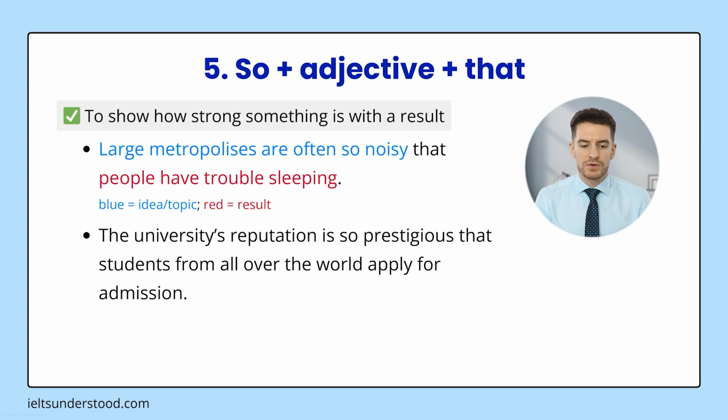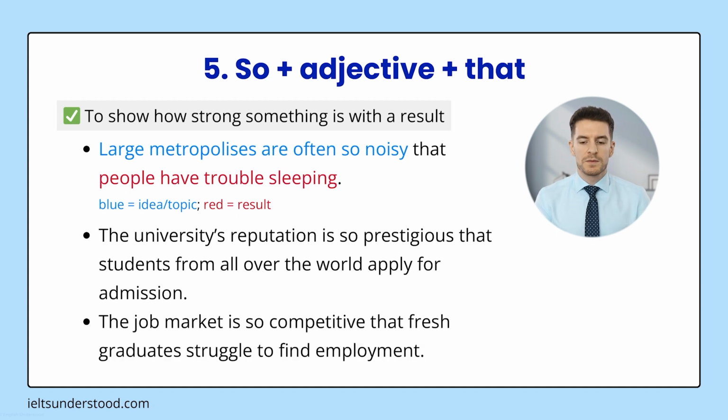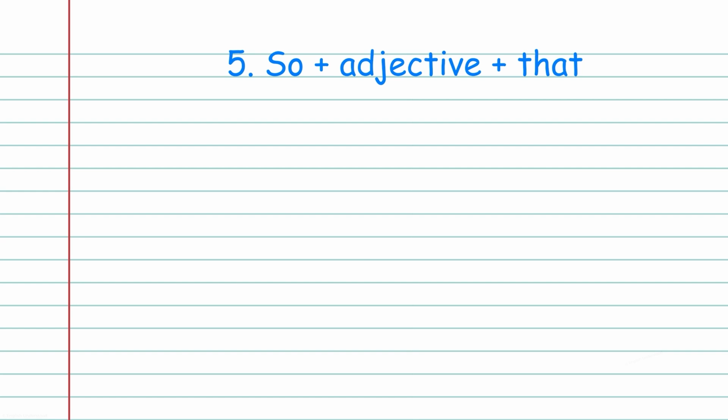Let's look at another example now. The university's reputation is so prestigious that students from all over the world apply for admission. So the idea is that the reputation is so good, and then the effect is that so many students from all over the world want to apply to get into this university. Let's look at one more example now. The job market is so competitive that fresh graduates struggle to find employment. So once again, let's have a look at how this structure can be used to improve your grammar score.